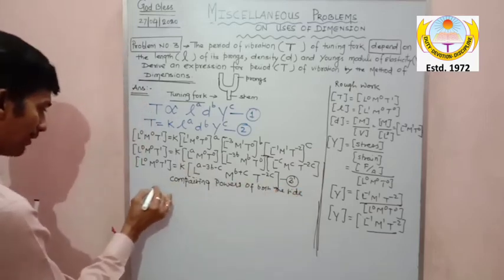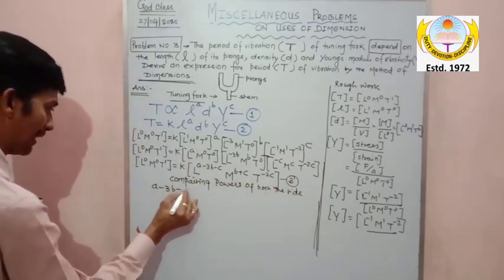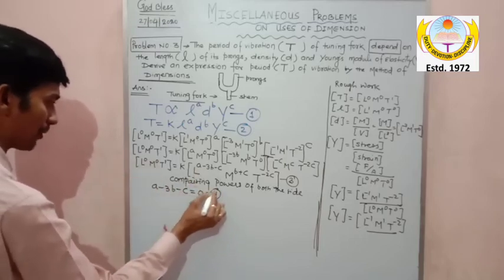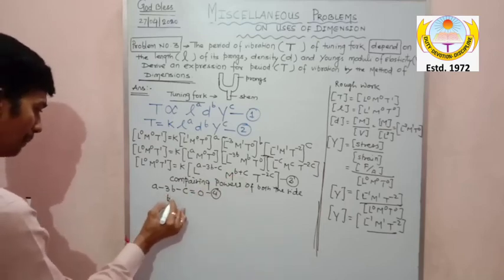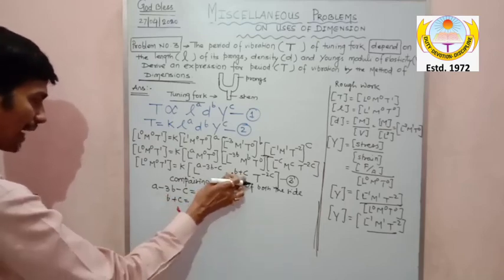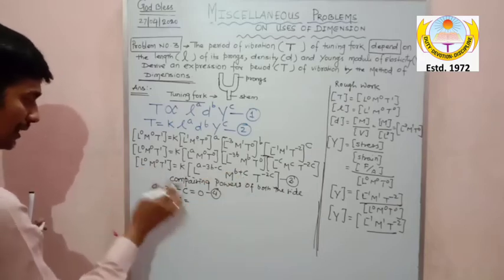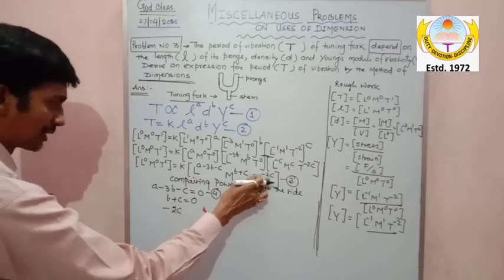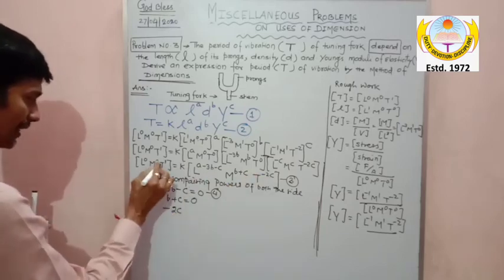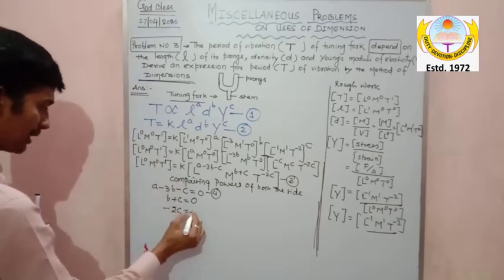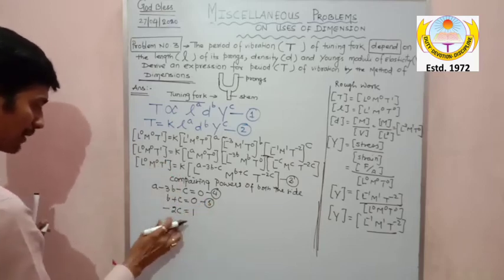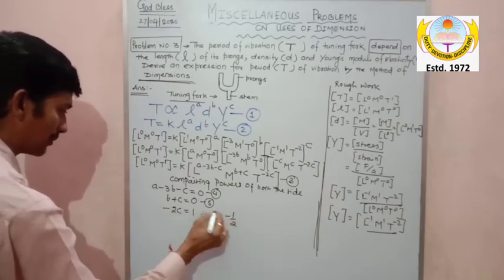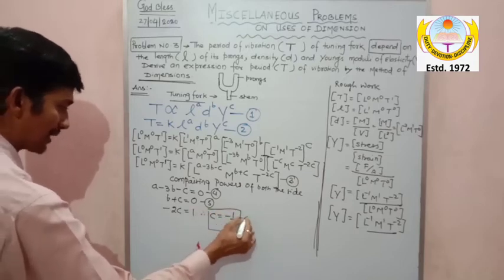So what I will get, my dear, first equation A minus 3B minus C is equal to, here L ke power mein is 0, this is equation number 4. Equation number 5, B plus C is equal to, here M power is B plus C and here M power is 0, that is 0. And T power minus 2C, so here I will write minus 2C is equal to, you can see here the T power is 1. So minus 2C is 1. This is my fifth equation. But this will give me, therefore my dear, C is equal to minus 1 by 2. I will put this as equation number 6.